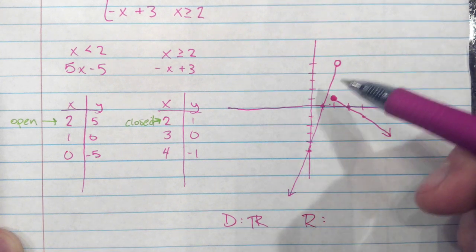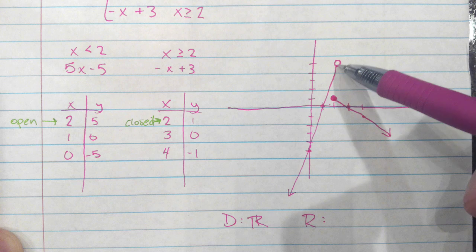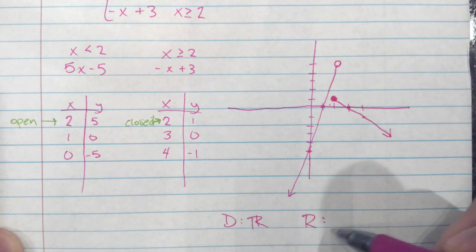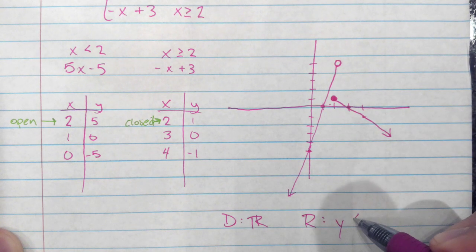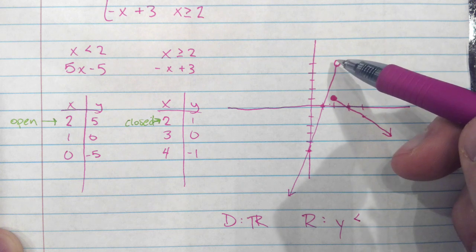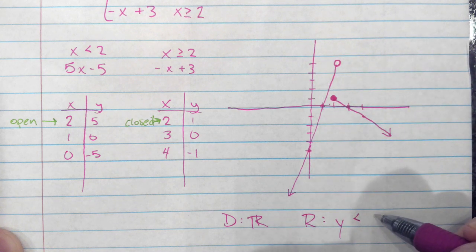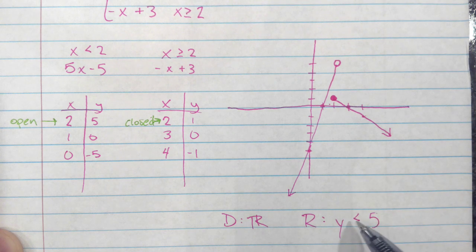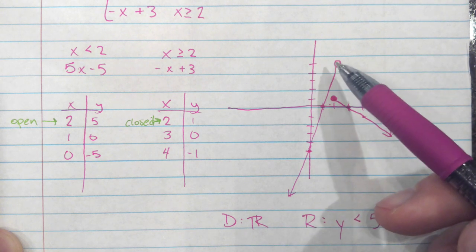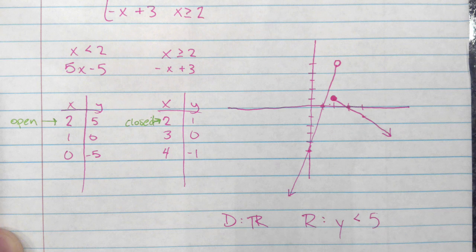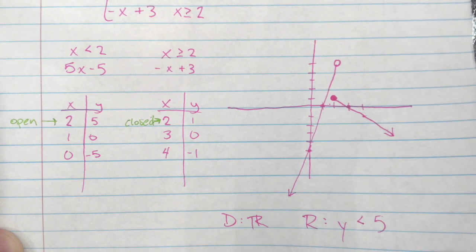What's the range? So this one has a high point there, and it's everything below. So it's going to be less than, because it's an open circle, and it's everything below. This is 1, 2, 3, 4, 5 up. So it's everything below 5. It does not have the line underneath, because that 5 is not included because of that open circle. So there's the domain and range of that.